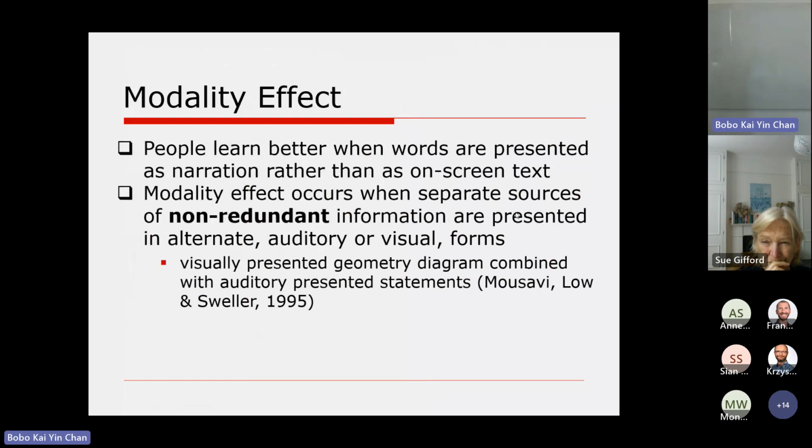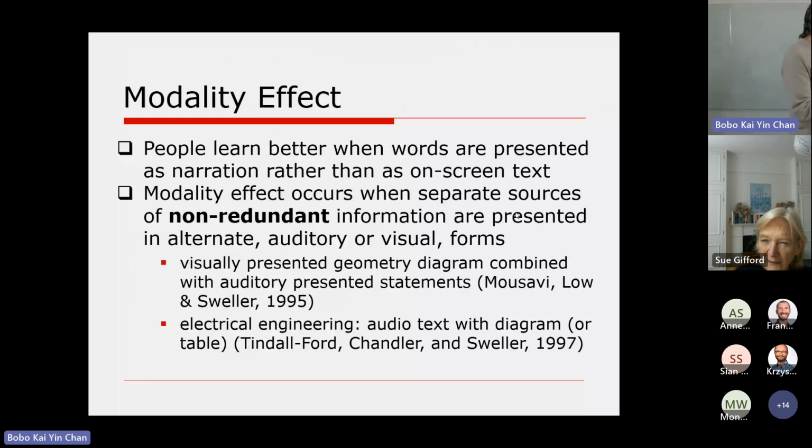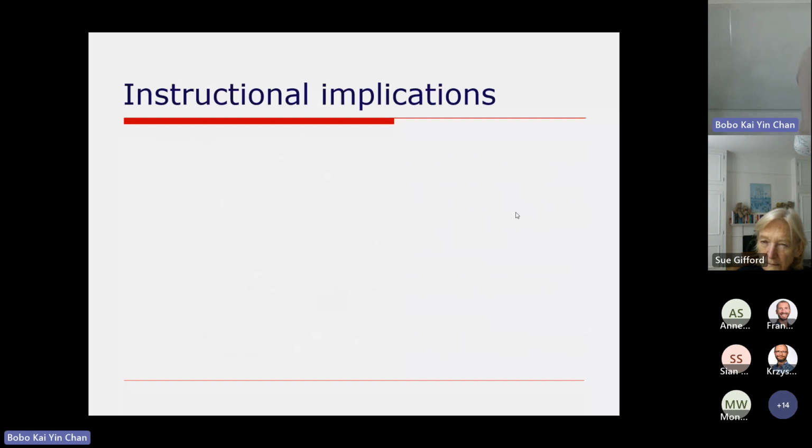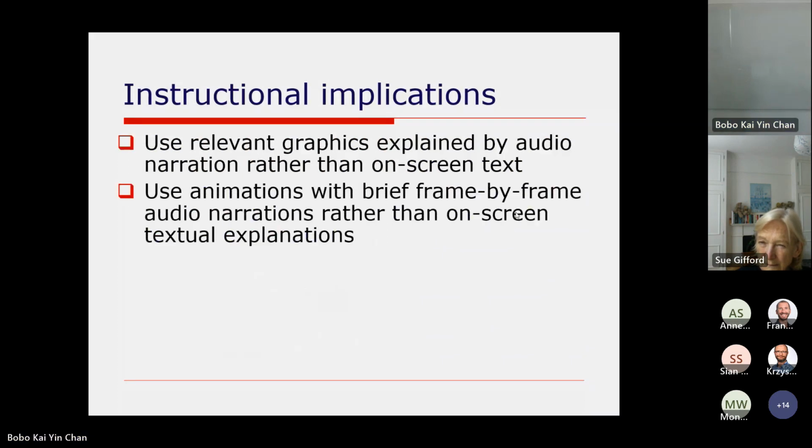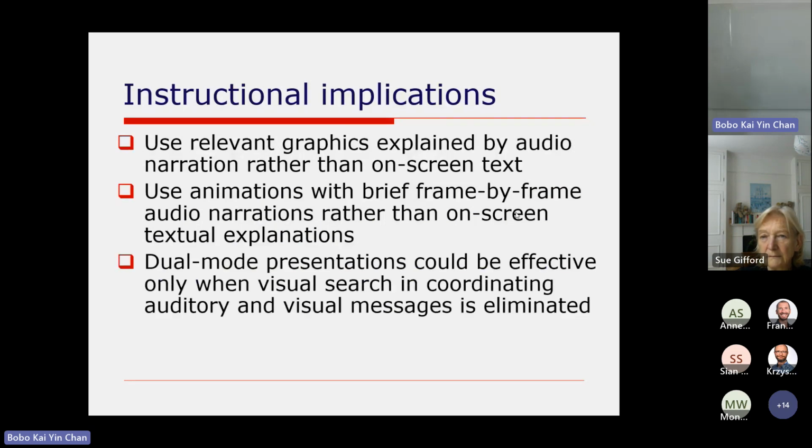There were also some geometry diagrams with auditory and on-screen printed text investigated here. Some in electrical engineering, with electric and wiring diagrams, and so on. So the implication is, if possible, use audio narration rather than on-screen text. Whether it's a printed graphic or an animation, similarly use frame by frame narration rather than on-screen text.